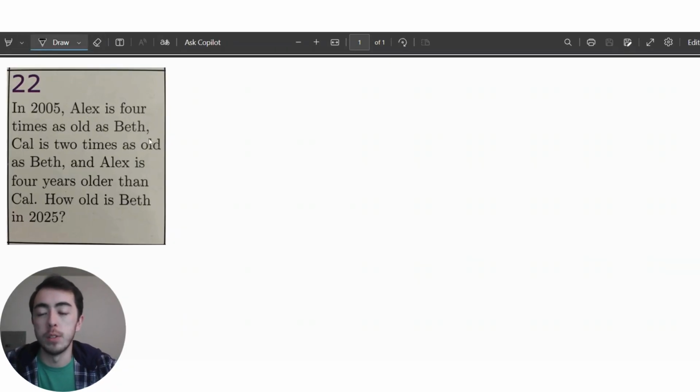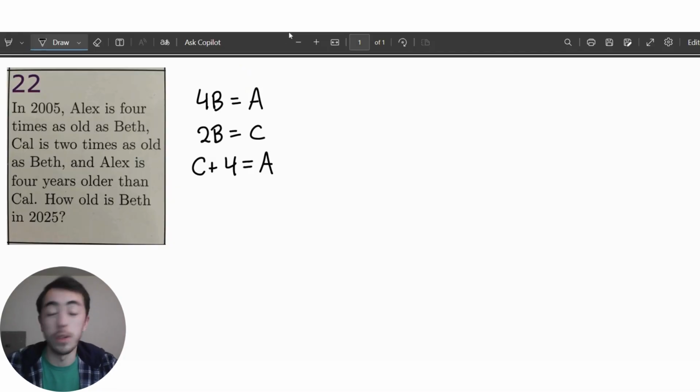Alex is 4 times as old as Beth. That means Beth is younger, so I should multiply Beth's age by 4 to get to Alex's. Cal is 2 times as old as Beth, so similarly, I need to take Beth's age and multiply it by 2 to get Cal's. And then finally, Alex is 4 years older than Cal. So I need to take Cal's age and add 4, not multiply by A, and then I will get Alex's age. There we go. So I have 3 equations and 3 unknown variables, and with this setup, I know that I can solve for all 3.